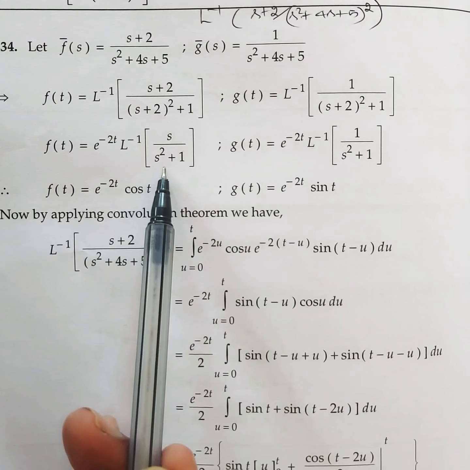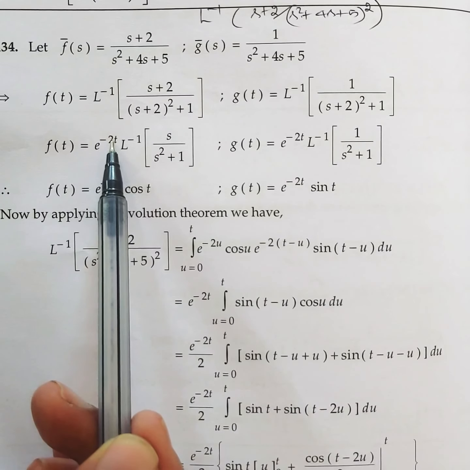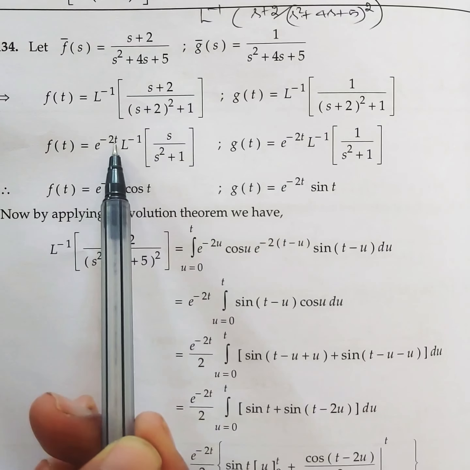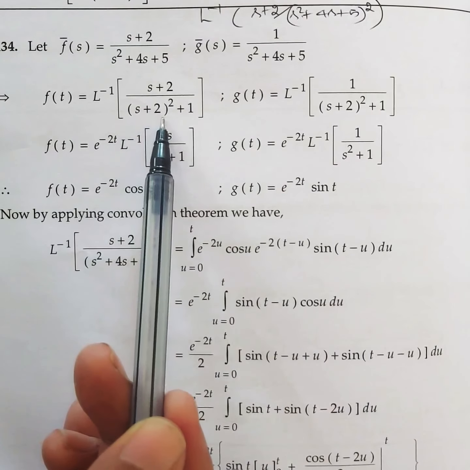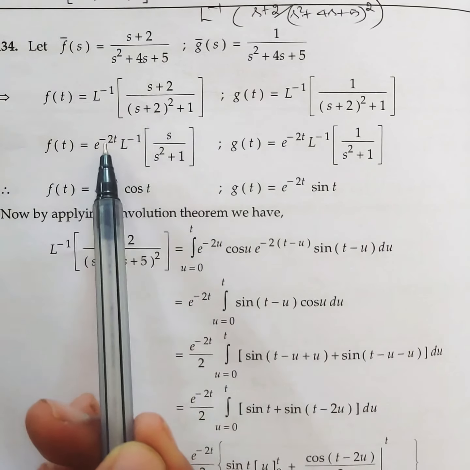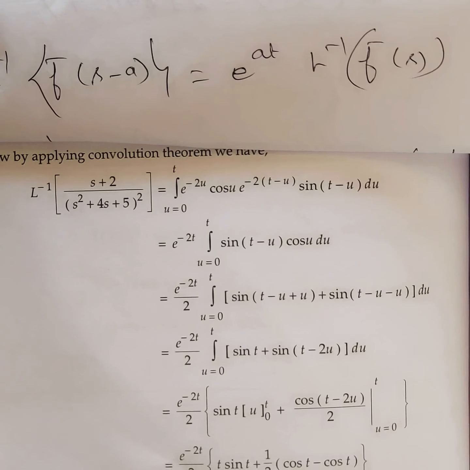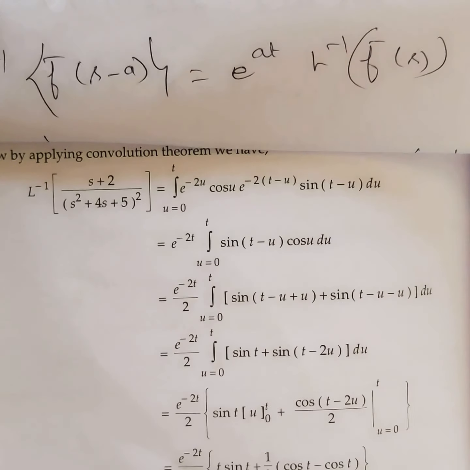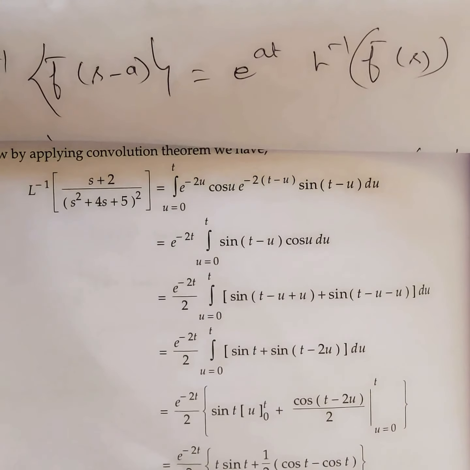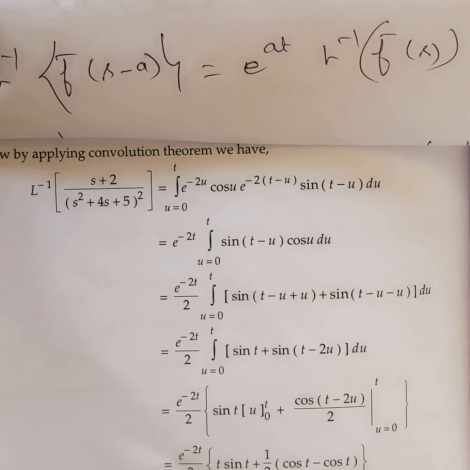So I will write s by s square plus 1. I have written that. Since I shifted back, I will multiply with e power minus 2t. Remember, even if you forget the formula, if a plus sign is there, you write minus 2t here. If s minus 2 is there, you write e power 2t. So since we have a plus sign here, e power minus 2t into L inverse of s by s square plus 1. And also please mention the formula you are using. L inverse of f bar of s minus a is e power at into L inverse of f bar of s. This formula you have to write over there.